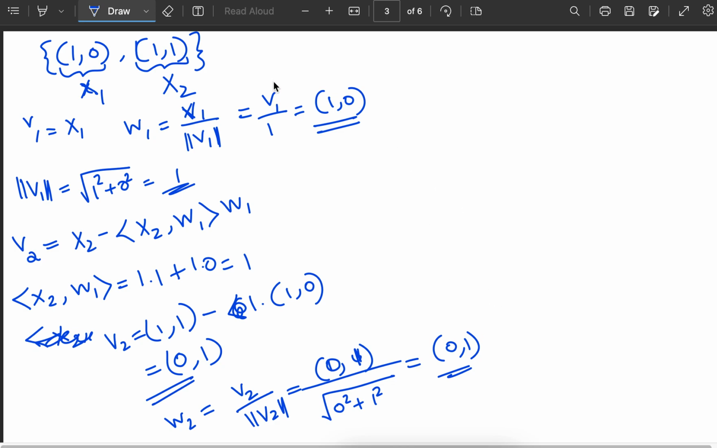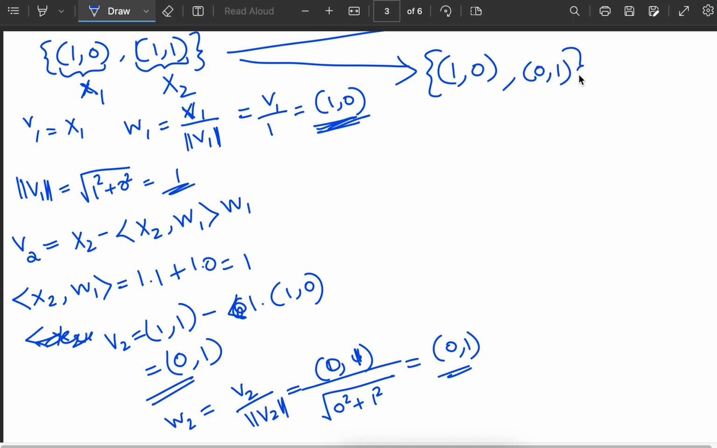So corresponding to this basis (1, 0), (1, 1), by the Gram-Schmidt process we can find an orthonormal basis corresponding to this, which is (1, 0), this w1, and next is w2, which is (0, 1). That is our standard basis of R2.